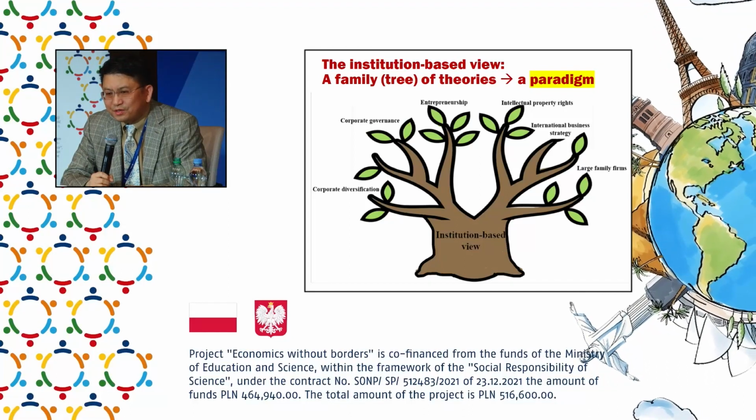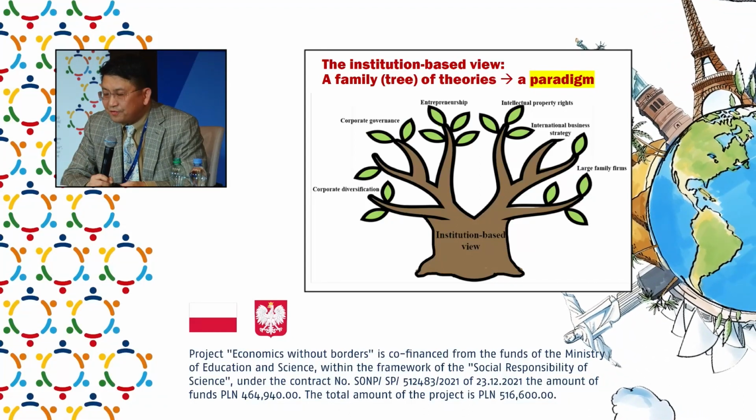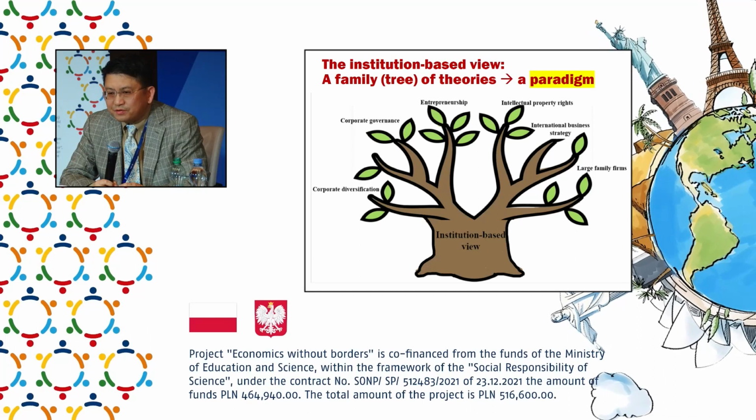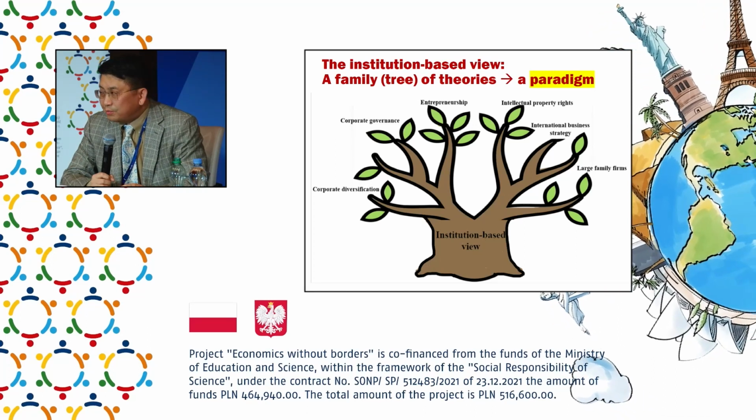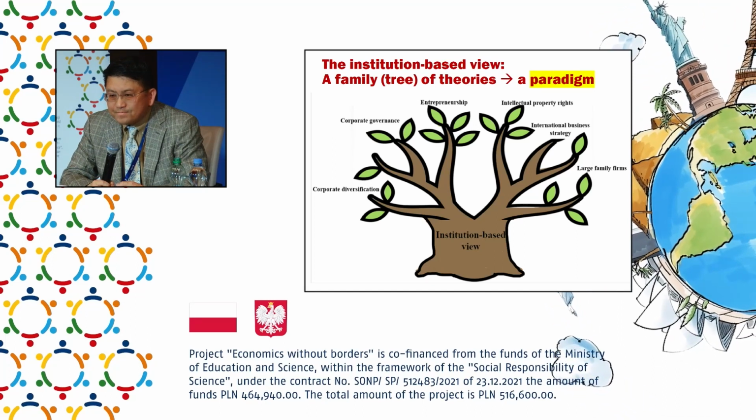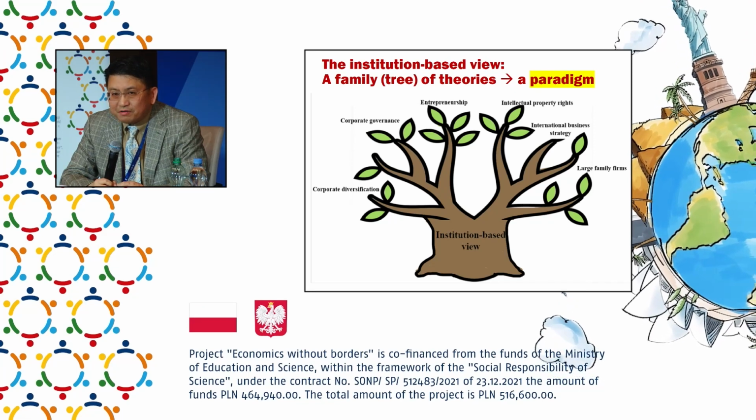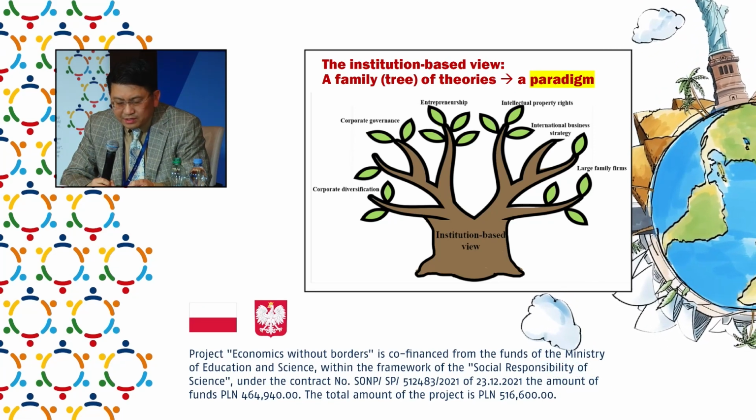So we claim that we are growing a tree. That is our impact. An academic tree, a family of theories. It's no longer just one view. So we have an institution-based view of corporate governance, an institution-based view of corporate diversification, that's the scope of the firm I just mentioned, institution-based view of entrepreneurship, intellectual property rights, international business strategy, and large family firms. So that is one example.